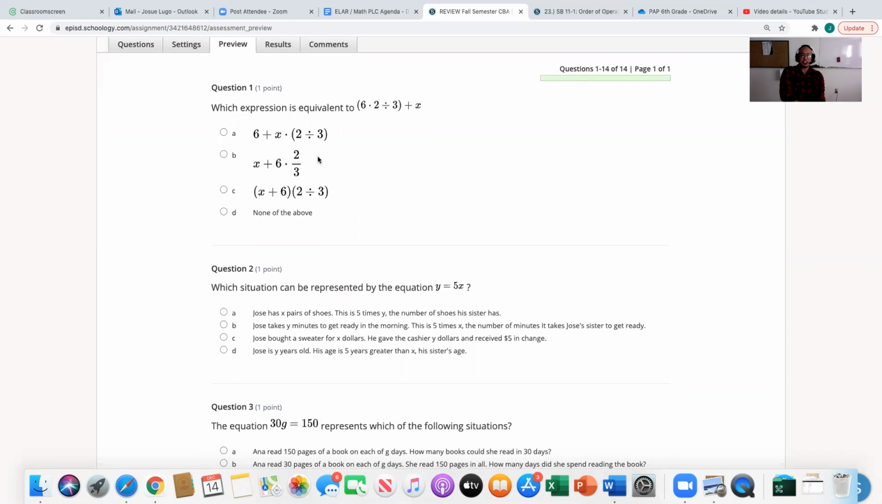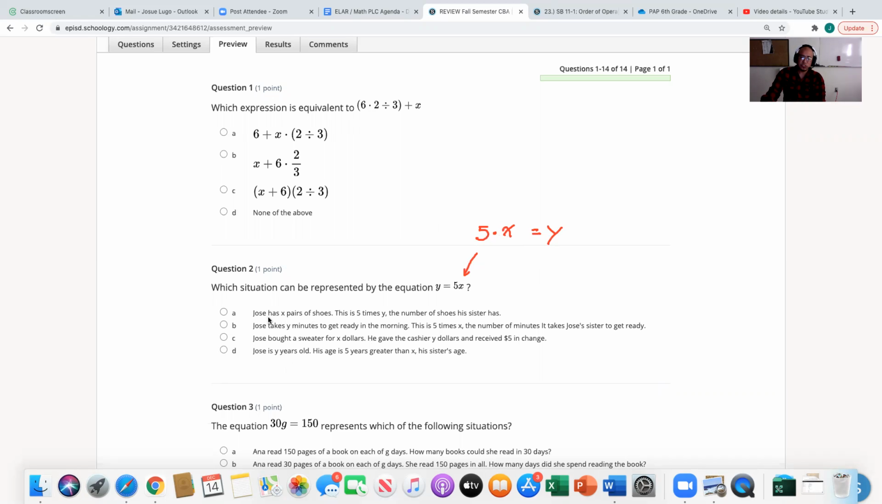It says, which situation can be represented by the equation y equals 5x? Y equals 5x. Ladies and gentlemen, when I have a letter next to a number, a variable next to a number, that always means multiplication. That means 5 times x. So that is going to equal y. Let's see which of these situations has multiplication where you're multiplying something times 5.